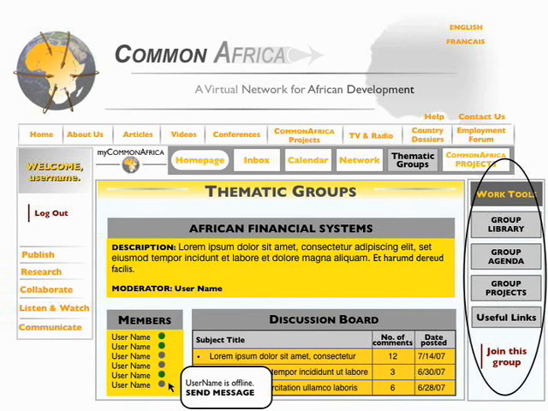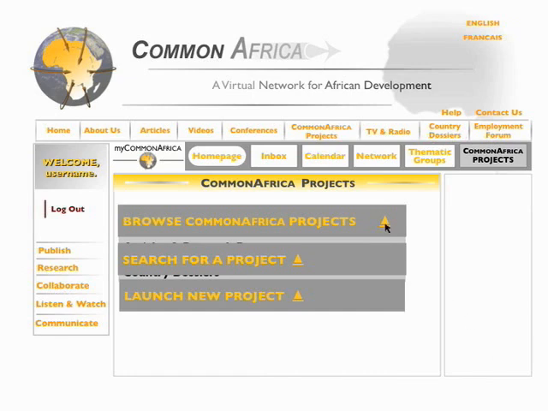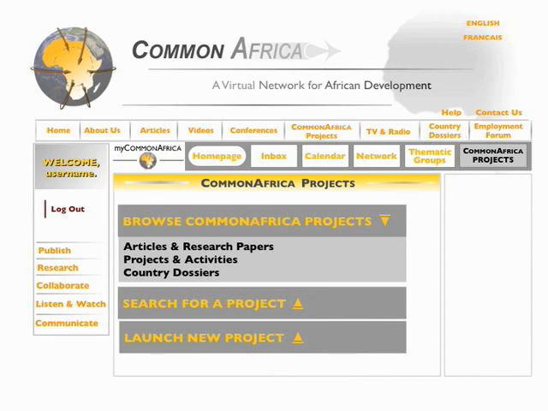CommonAfrica work tools allow members to create mini multimedia libraries that cater to the group's interests. The group can also set up its own calendar for conference reminders, along with other information, and provides a direct interface with CommonAfrica projects. There are three types of CommonAfrica projects: research papers, activities, and country dossiers. In general, all projects are based on the same principle of member collaboration and knowledge sharing.